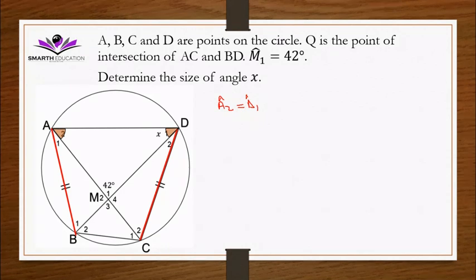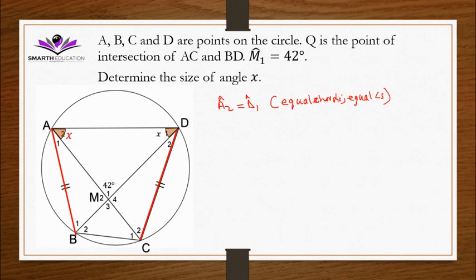Why are these two angles equal? Because equal chords, equal angles. Equal chords, equal angles. So now it means this angle A2 is equal to X.